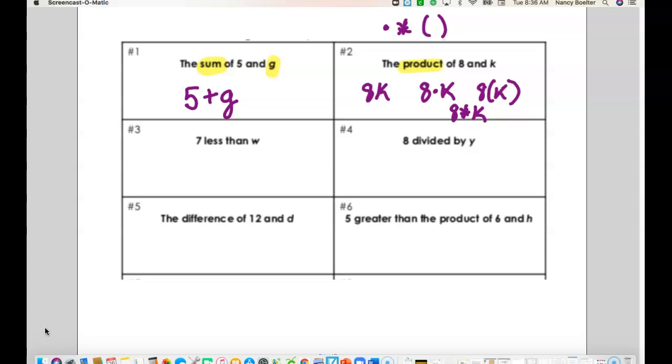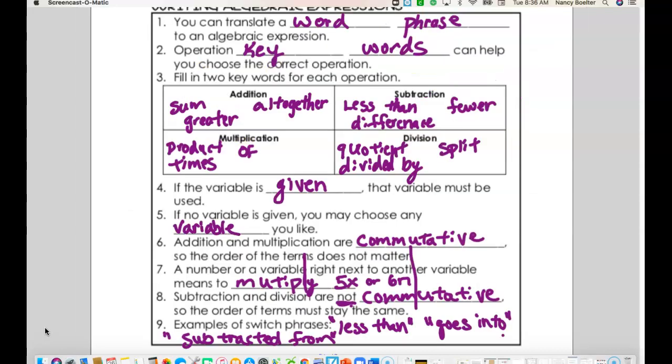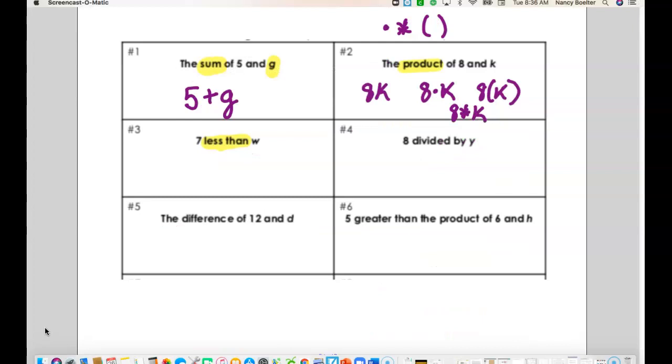Okay, our next one, number 3, is less than. Remember, less than is one of those switch phrases. So we want to know what is 7 less than W. So we need to make sure that W comes first. W minus 7 would be the correct way to write out that expression.